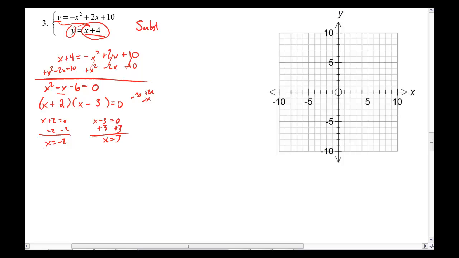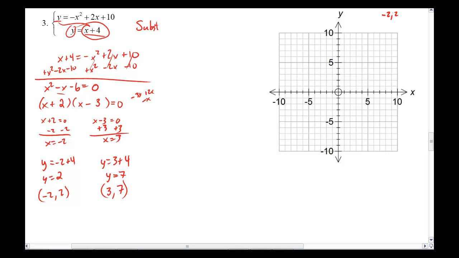I can't hear you. So now that I got x, I need to find y. So I put those back into the equation. The easiest way to do that is back into the linear. So when x equals negative 2, it'll be y equals negative 2 plus 4. Y equals 2. So when x equals negative 2, y equals positive 2. And then on this one, I put 3 in. So I'm going to go y equals 3 plus 4. 3 plus 4 is 7. So when x was 3, y was 7. So there you go. Those are my answers.